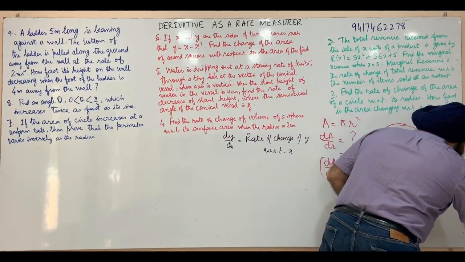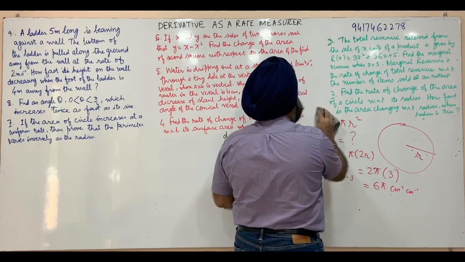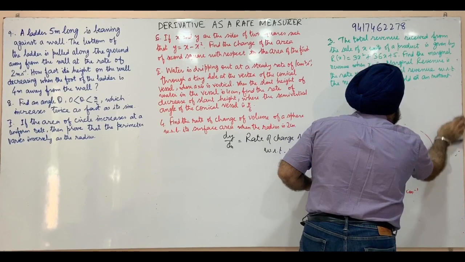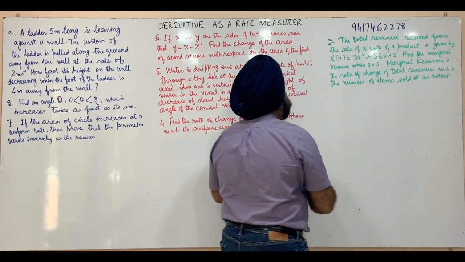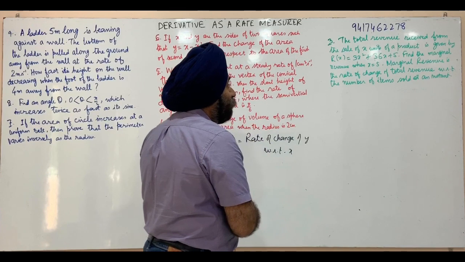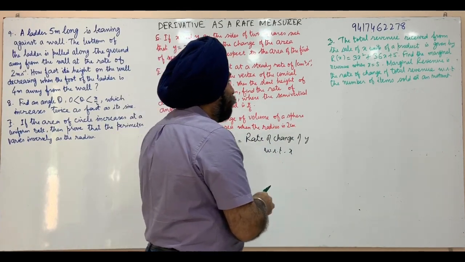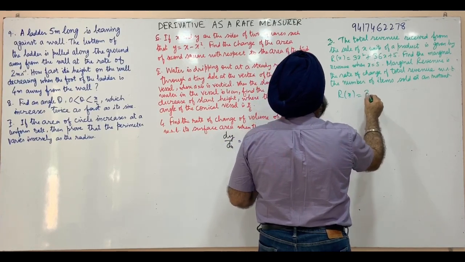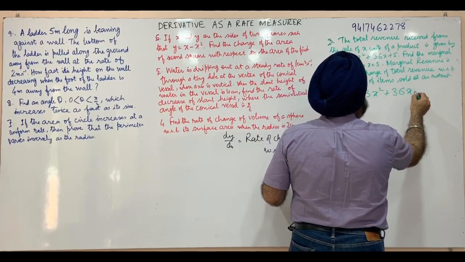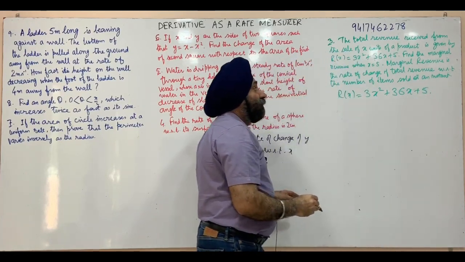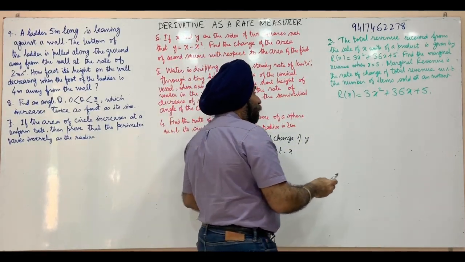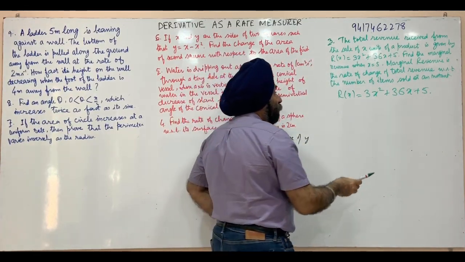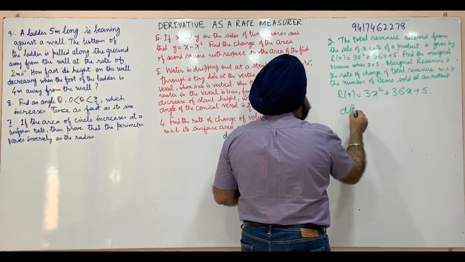In the next one, we are given that the total revenue received from sale of x units of a product is 3x square plus 36x plus 5. Then we have to find marginal revenue. Marginal revenue is defined as the rate of change of total revenue with respect to the number of items sold. That is dR by dx.